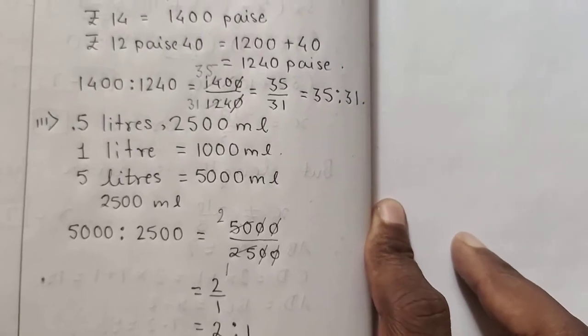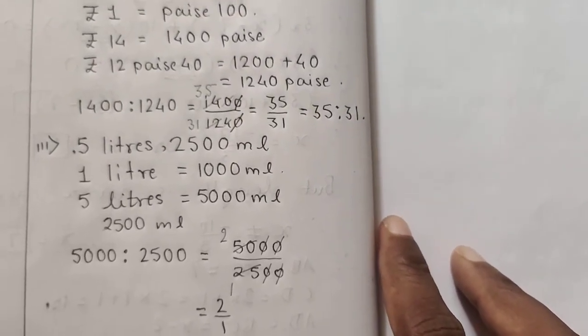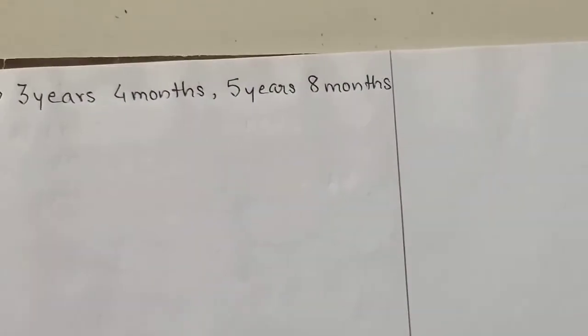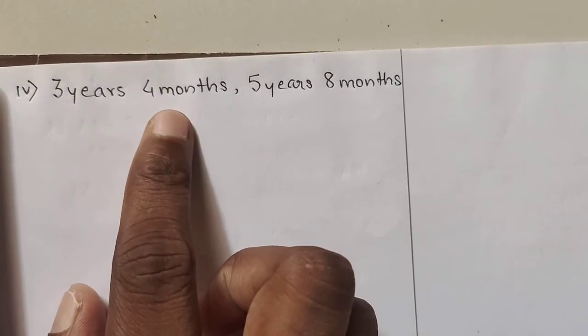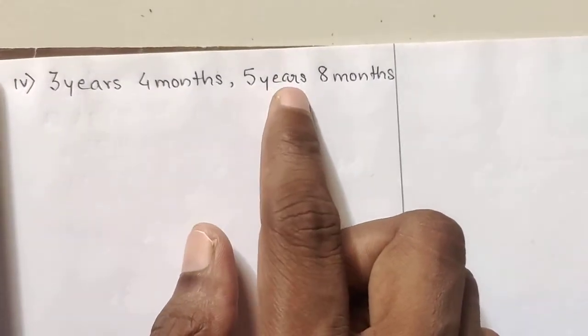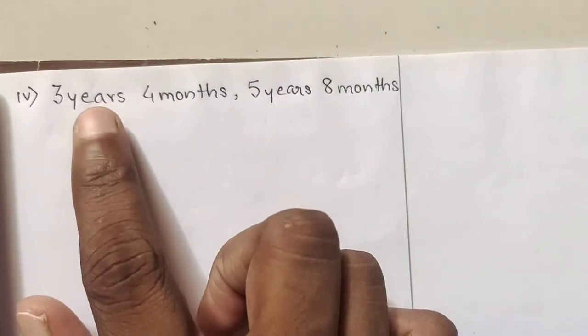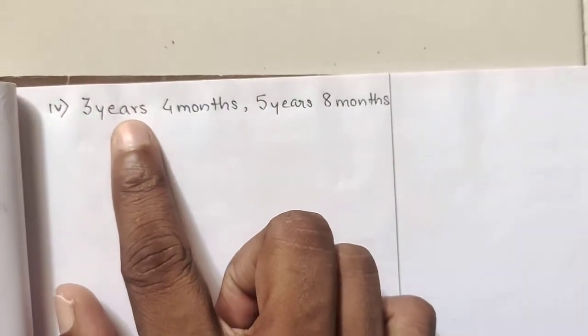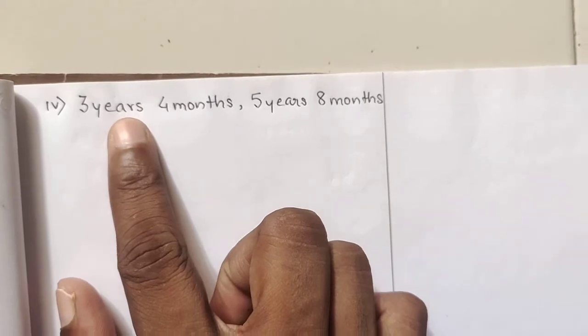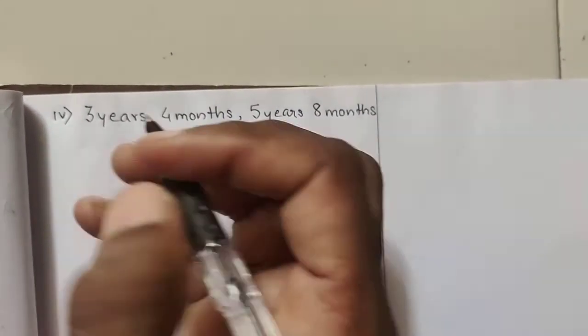Now we are going to solve question number 4. You can see the question here. Already I have written it. Question number 4 is what? 3 years 4 months and 5 years 8 months. So you can easily convert your years into months. You all know that 1 year means what? 12 months. So 3 years means what?